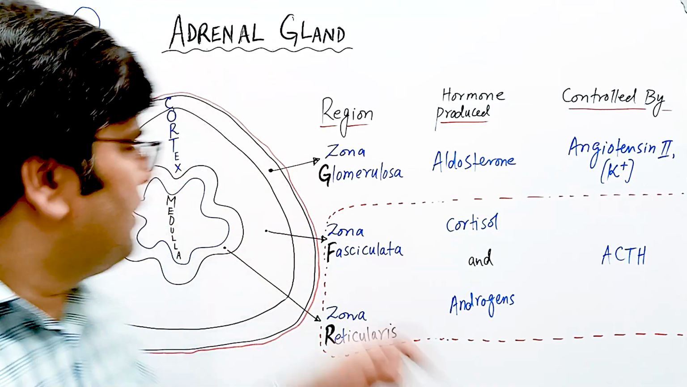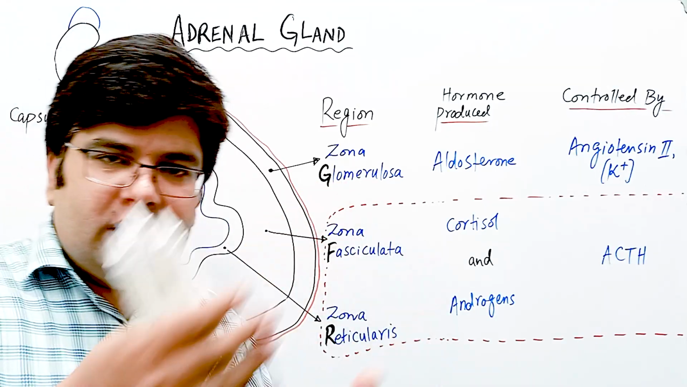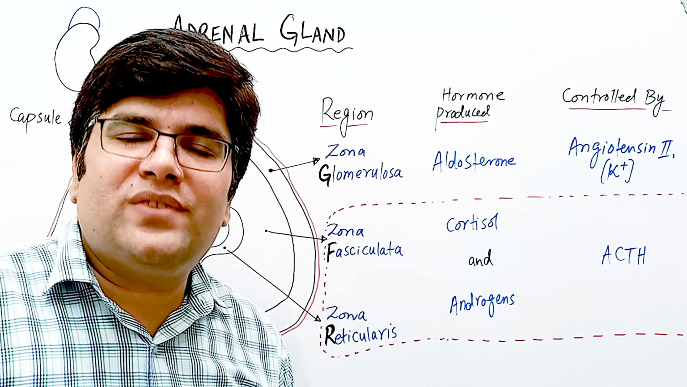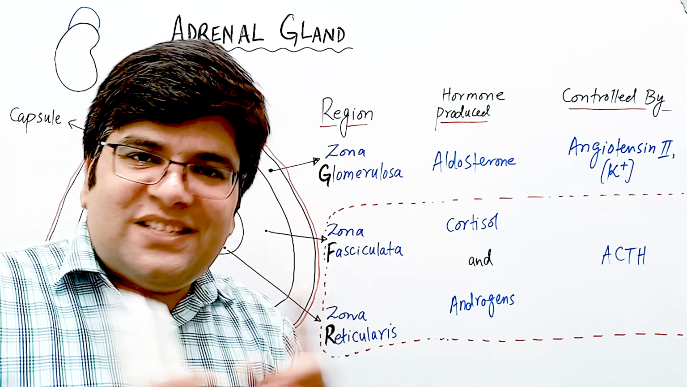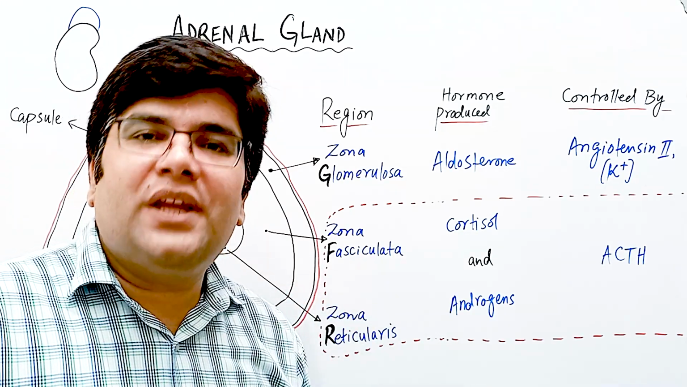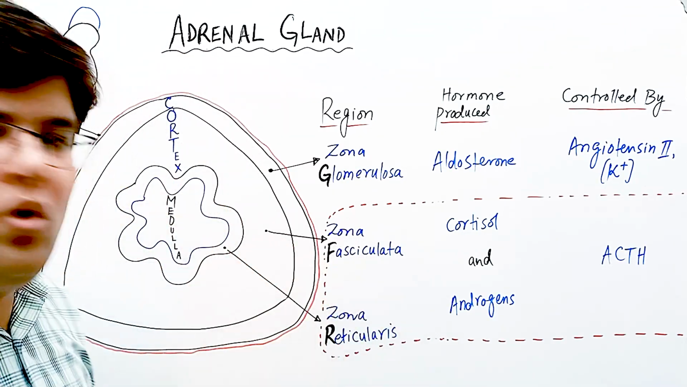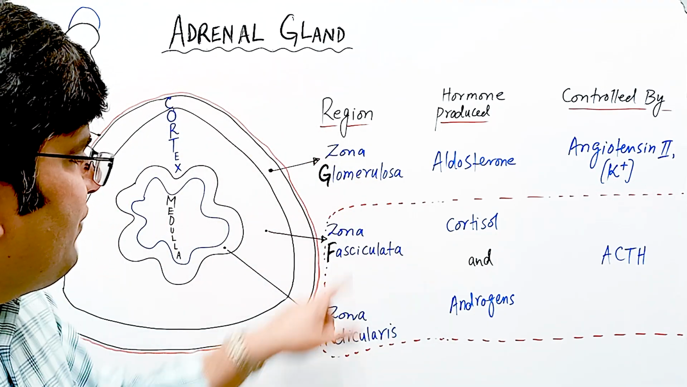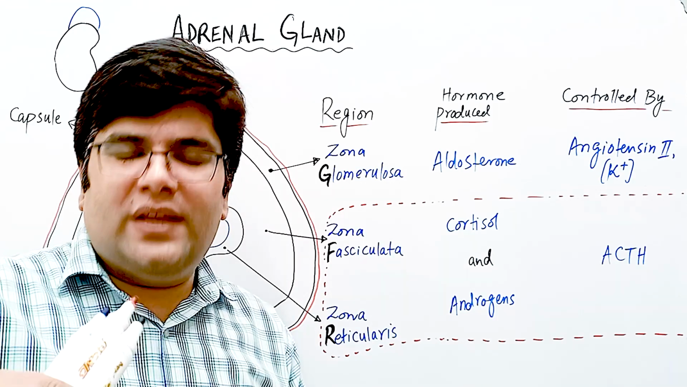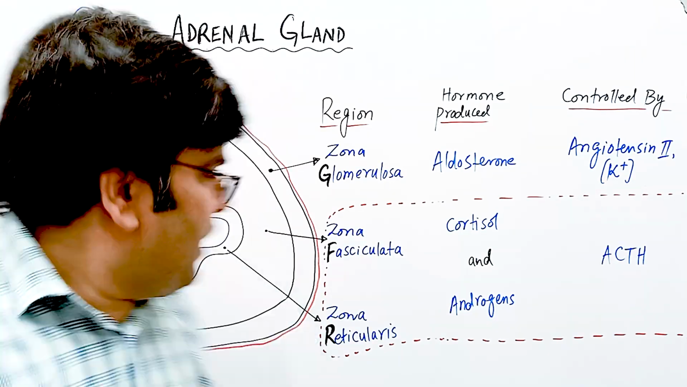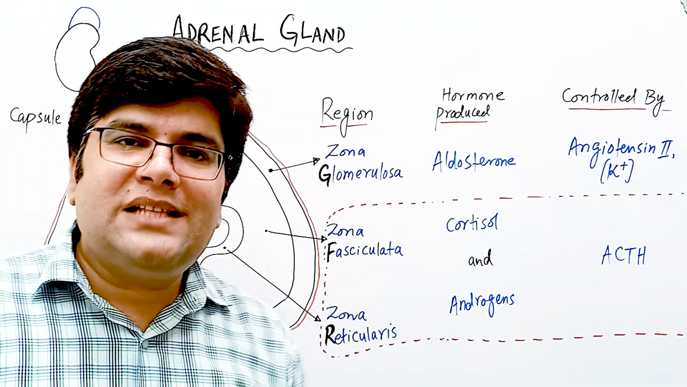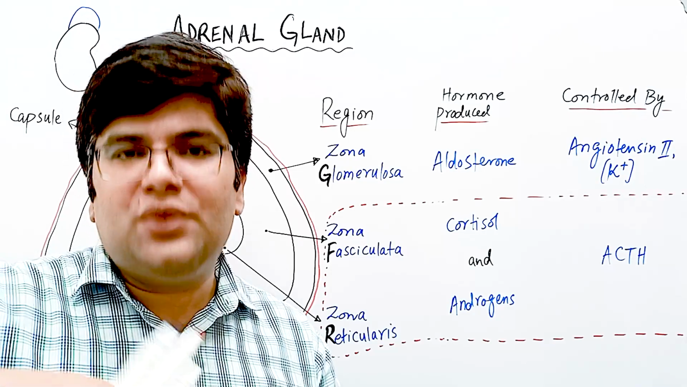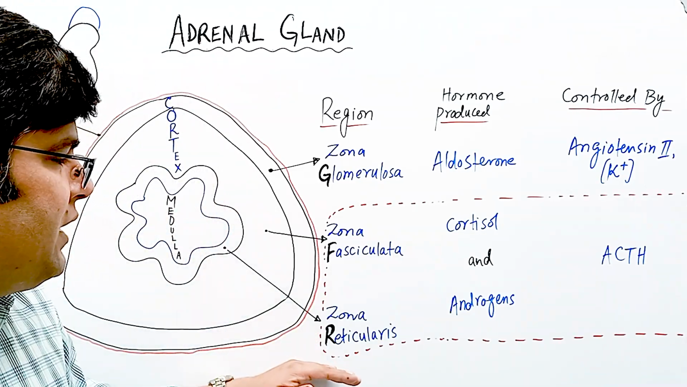Sometimes students may be confused with the names of the three zones of the adrenal cortex. There's no need to worry. Glomerulosa, because there is a glomerulus-like arrangement of cells in the zona glomerulosa, but it has nothing to do with the glomeruli found in the kidney. So that's why we call it glomerulosa, because rounded structures or arrangement of cells are present here. Fasciculata, because bundles of cells are arranged here, and reticularis, because cells are arranged to make a reticulum or network. So that's why we call it reticularis.